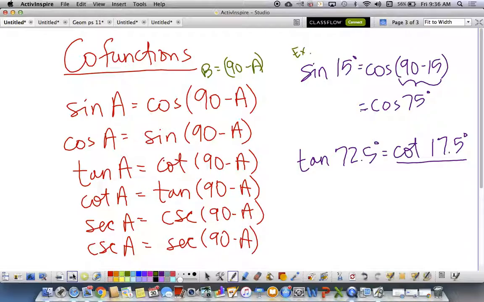Then we worked some examples. Sine 15, if we wrote it in terms of its co-function, is really equal to cosine 75. And then we plugged those in our calculator and tried it out. And then we said tangent 72.5 degrees really equals cotangent 17.5, because we did 90 minus 72.5. And that's where we get that number.